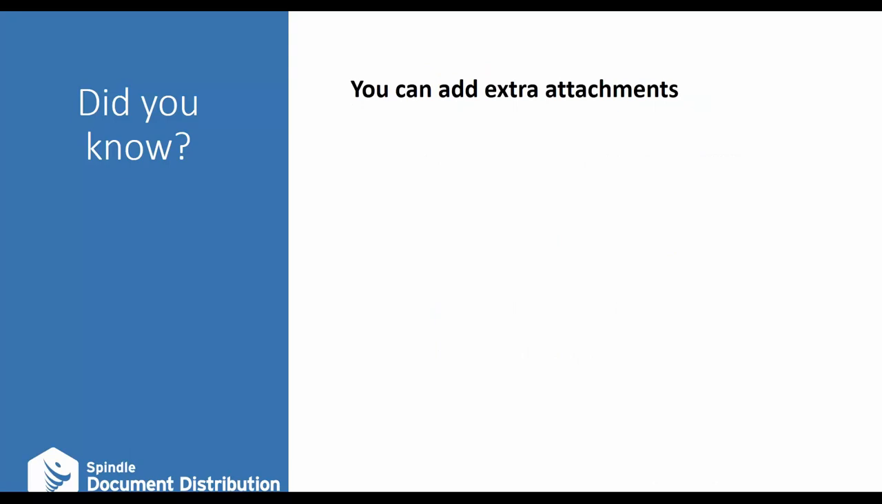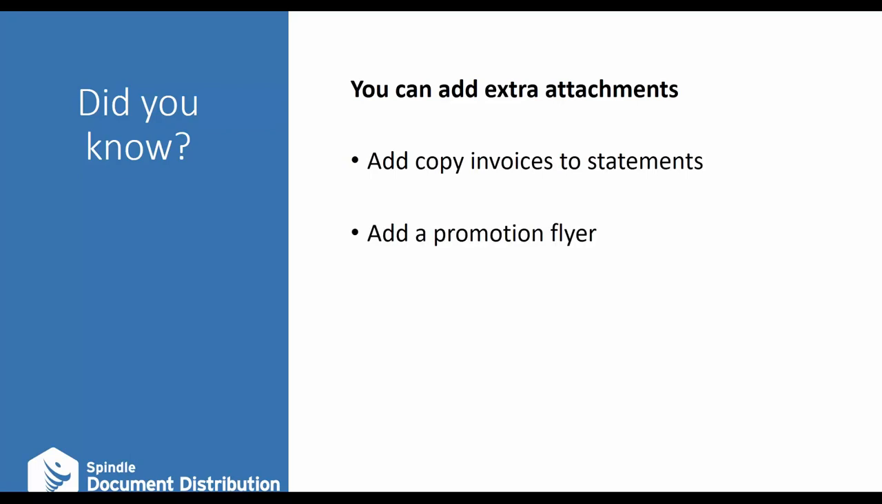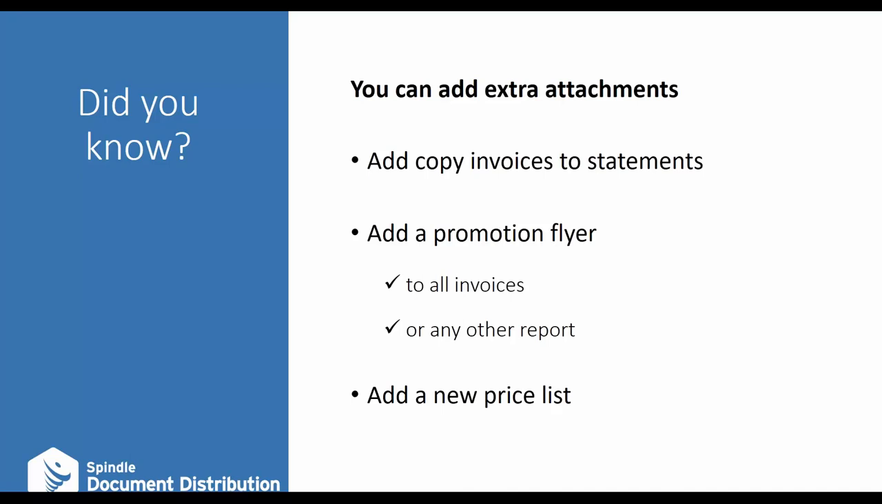What about if you're wanting to send out an extra attachment? The most common way of doing this is to add the copy invoices to the statements you're sending out. Of course, what this will stop is people calling or emailing requesting copy invoices that maybe they've mislaid. Maybe you've got a promotional flyer for a new product, service or even an event you're holding, and for everything you're sending out of Sage you also want this promotional flyer added to it. Maybe you've got a new price list and you want to send that out at the same time you send out maybe your statements or any other report as well. So let's have a look at these things that I've just spoken about in a little more detail.